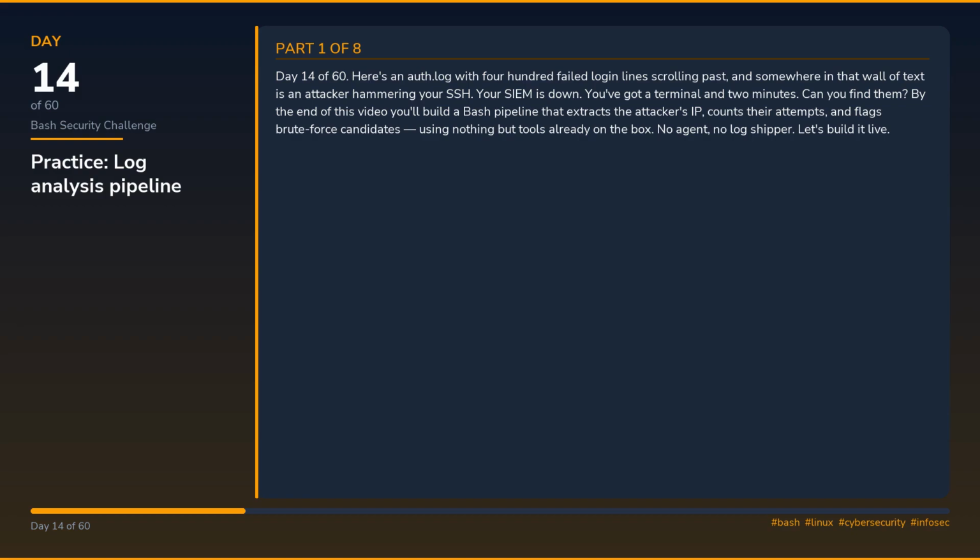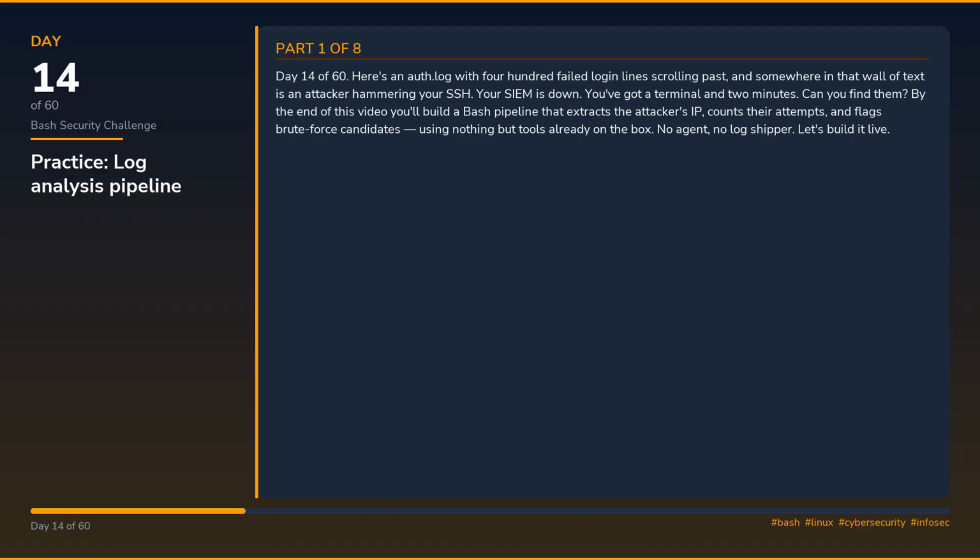Day 14 of 60. Here's an auth.log with 400 failed login lines scrolling past, and somewhere in that wall of text is an attacker hammering your SSH. Your SIEM is down. You've got a terminal and 2 minutes.